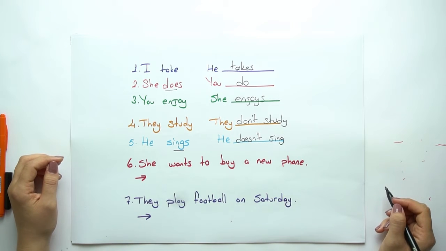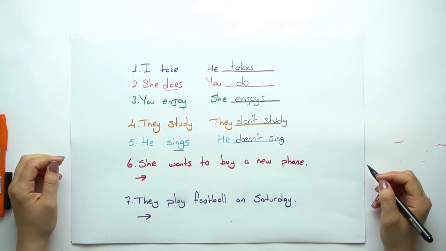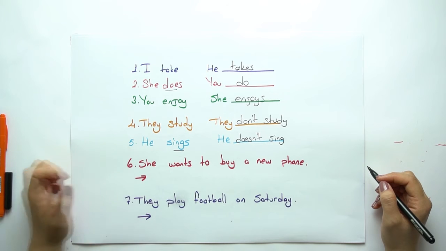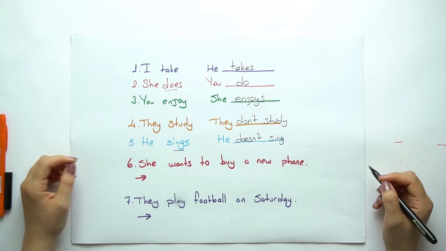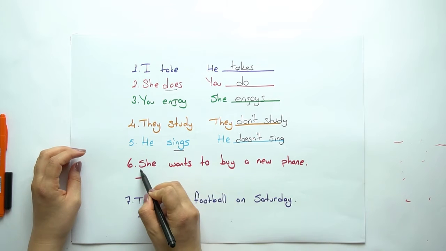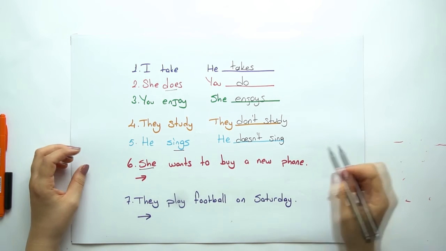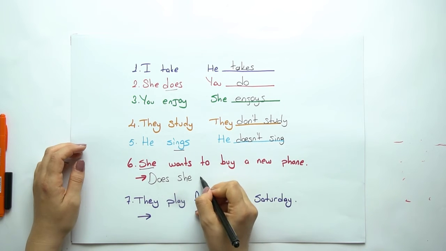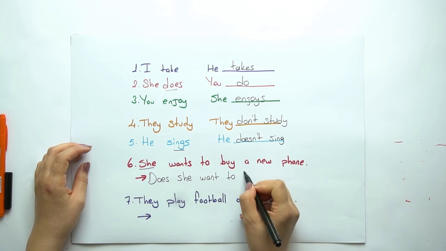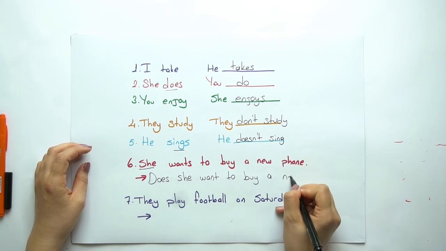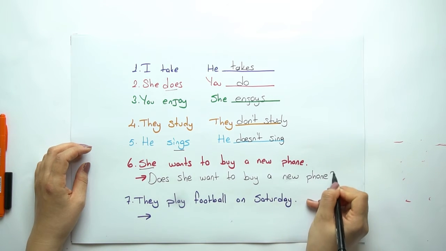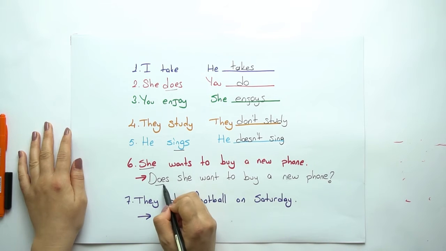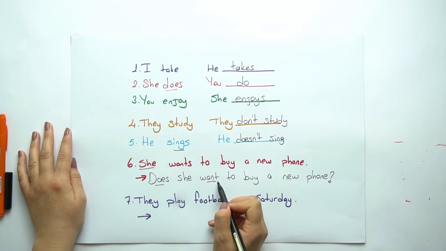Now for the sixth and seventh questions, we will turn them into the questions, okay? She wants to buy a new phone. So okay, for this sentence, how we can ask a question? Since it starts with she subject pronoun, we need to use does at the beginning of the sentence. Does she want to buy a new phone? Since we use does in the sentence, we don't have to add s to the verb, okay?